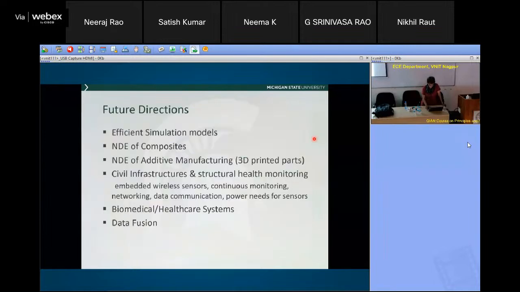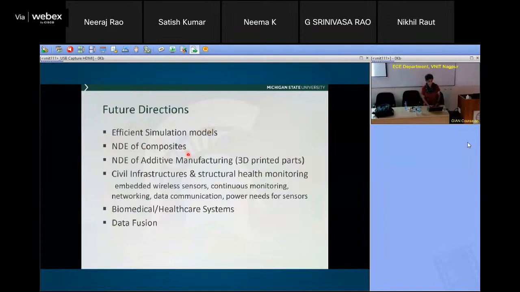Okay, so I've come down to, what are some future directions on the inverse problem side? We've seen that when you use simulation models, they can be very time consuming. Okay, so efficient simulation models are important. It's an important research direction for NDE.